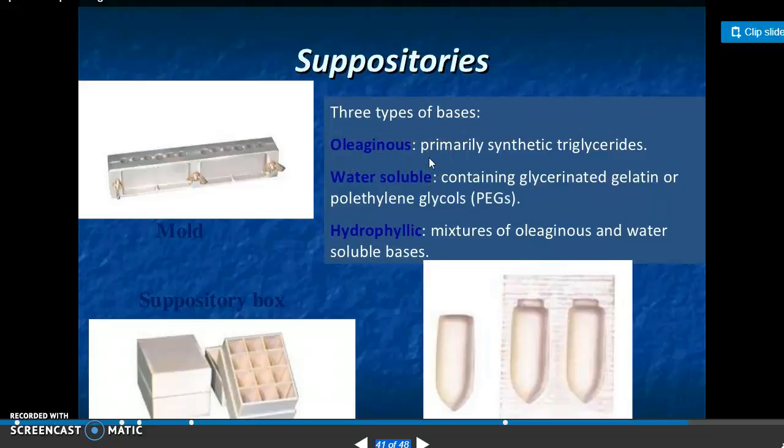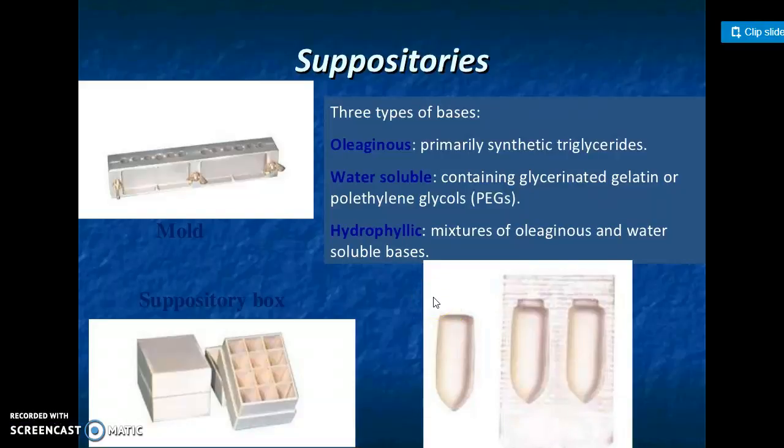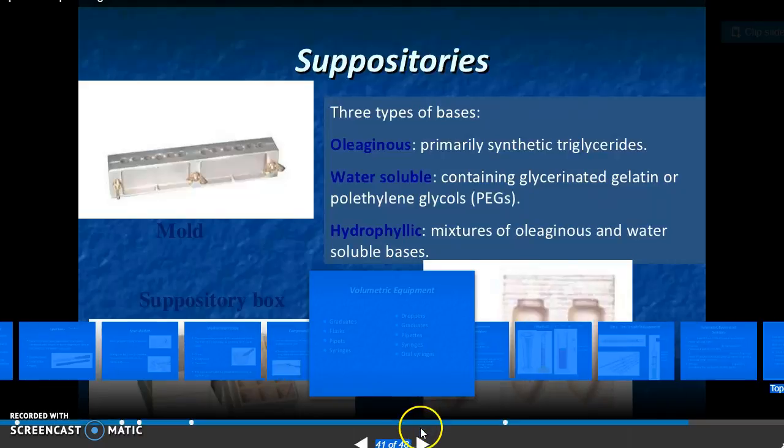So you have oleaginous, primarily synthetic triglyceride. You could have a suppository that is water soluble, containing glycerinated gelatin or polyethylene glycols, or PEGs, or you can have one that is hydrophilic with a mixture of oleaginous and water-soluble bases. And again, these suppositories are placed in the rectum, but you could also have vaginal suppositories.